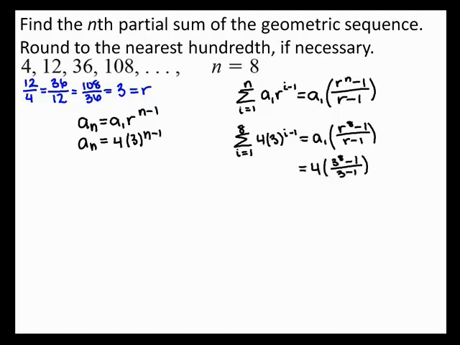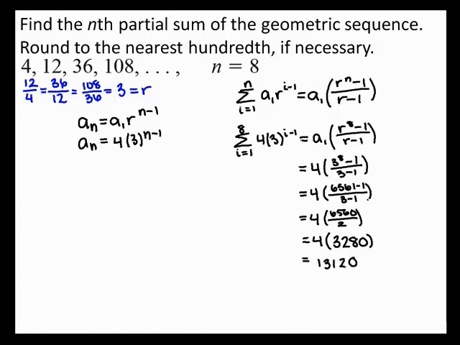Simplify 3 to the 8th. Simplify 6,561 minus 1 and 3 minus 1. Simplify 6,560 divided by 2. Simplify 4 times 3,280. You find that the eighth partial sum of the geometric sequence is 13,120.